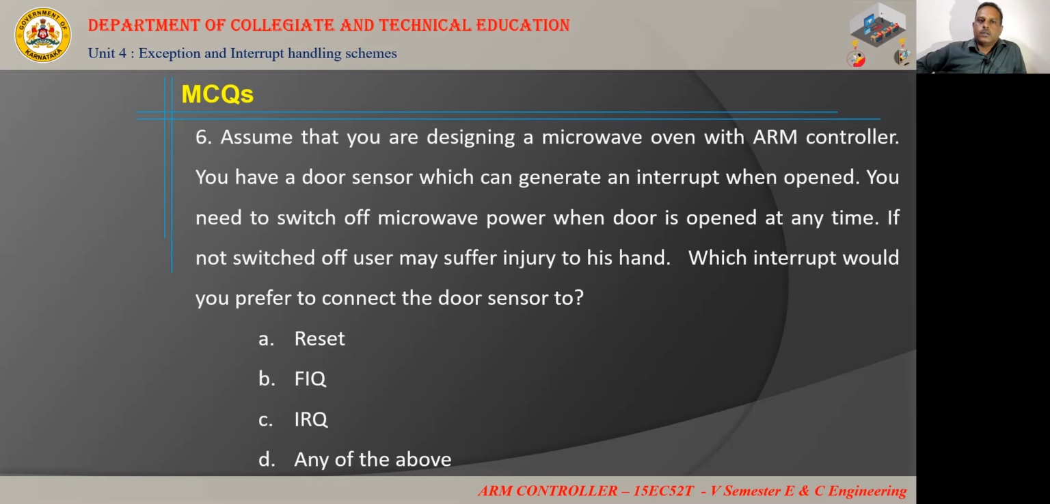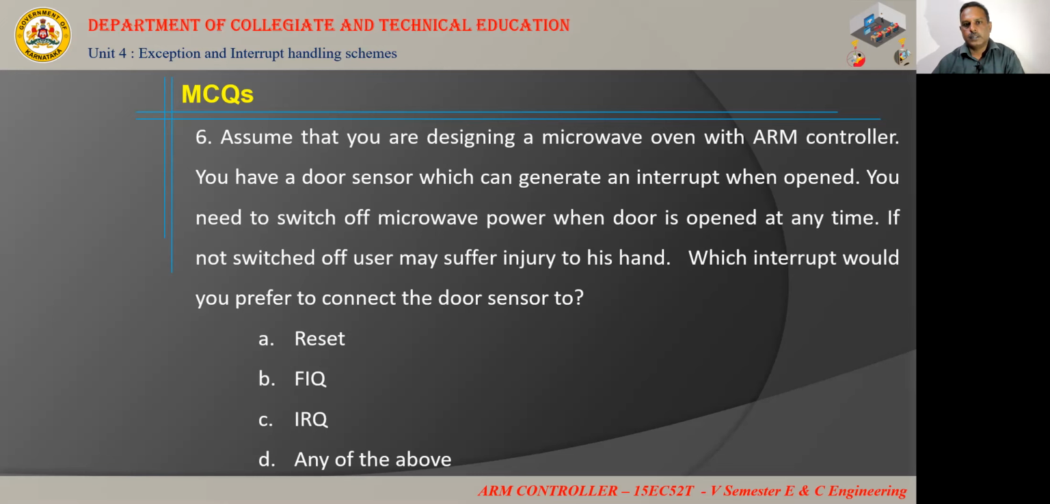Next question. Assume that you are designing a microwave oven with an ARM controller. You have a door sensor which can generate an interrupt when opened. You need to switch off microwave power when the door is opened at any time. If not switched off, the user may suffer injury to his hand. Which interrupt would you prefer to connect the door sensor to? Option 1 reset, option 2 FIQ, option 3 IRQ, or any of the above.